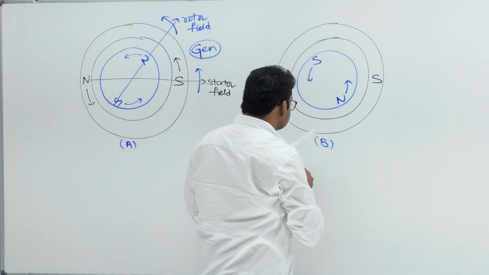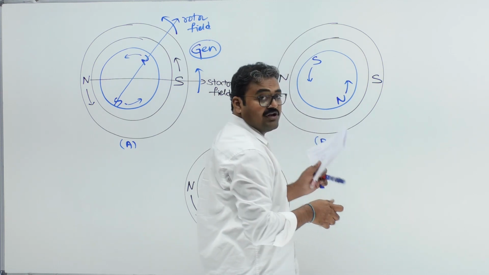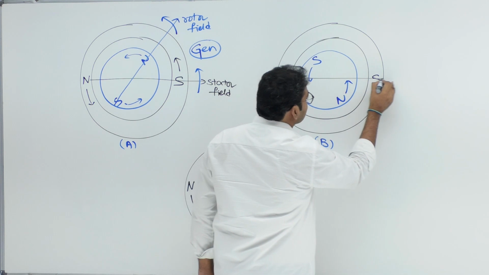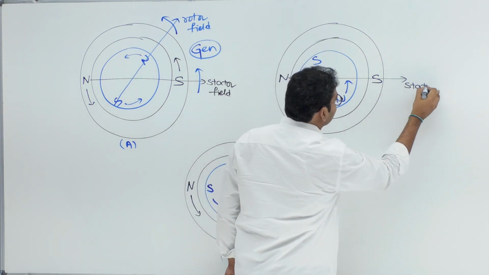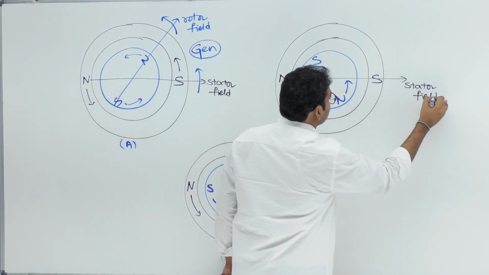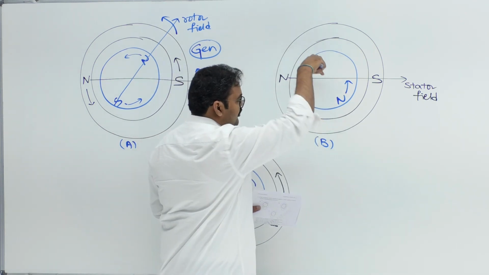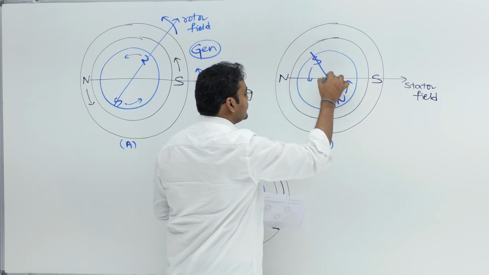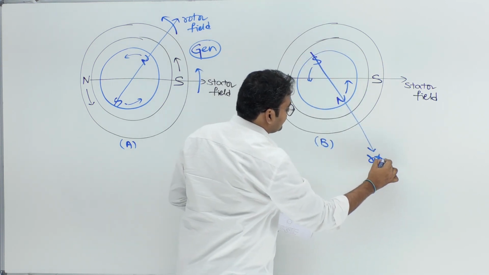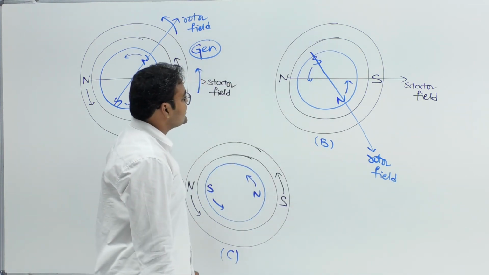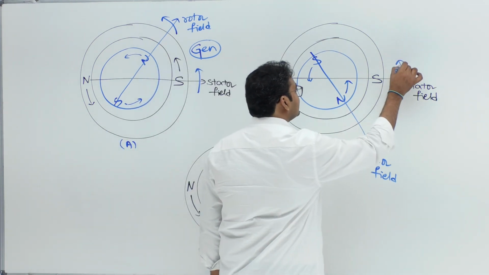Coming to machine B, once again, north pole will always emit the flux. This is north pole, it will be emitting the flux. That means this is the direction of stator field. Coming to the rotor, here you have north pole, it will emit the flux. This is the direction of rotor field. And they are rotating in which direction? Arrow marks are mentioned, anti-clockwise direction.